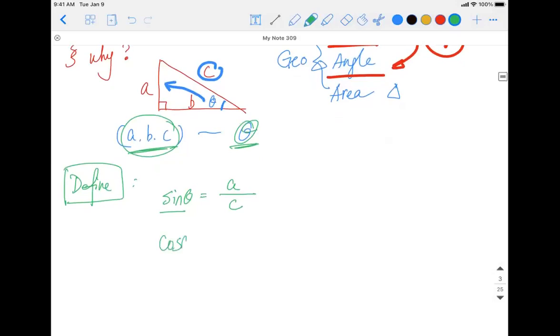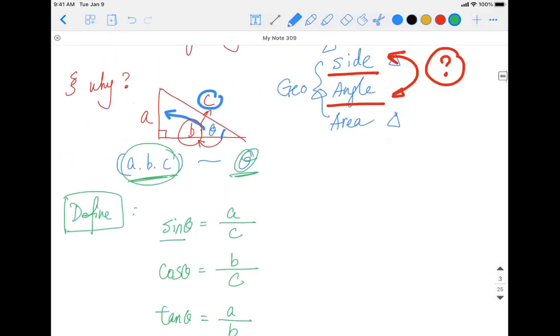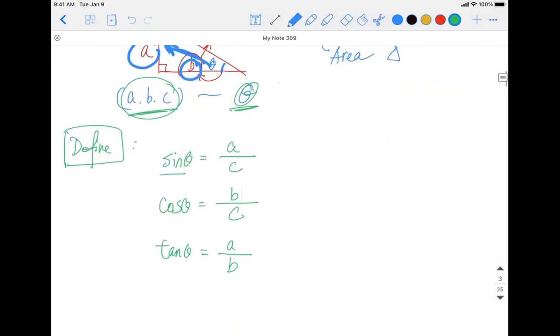And also we define cosine theta equals B over C. Again, same thing, no reasoning, no explanation. We just define the adjacent side of an angle over the hypotenuse as cosine theta. And also we define the third one, tangent theta equals A over B. A is the opposite side of the angle, and B is the adjacent side, the right leg of the triangle. So we give a name, this is A over B. That's it, there's no reasoning. People just come to an understanding that this is the definition.